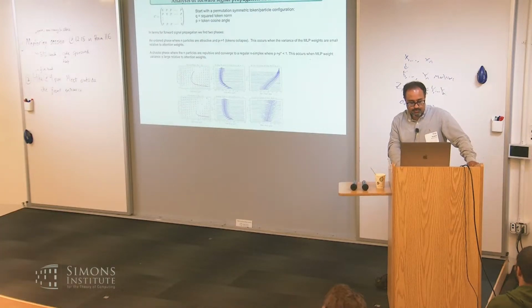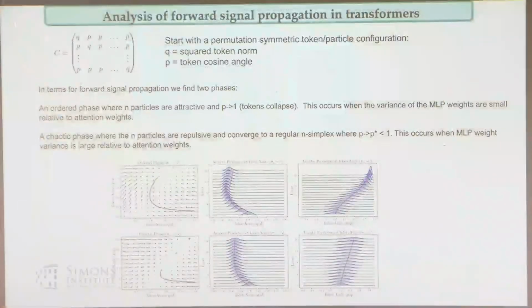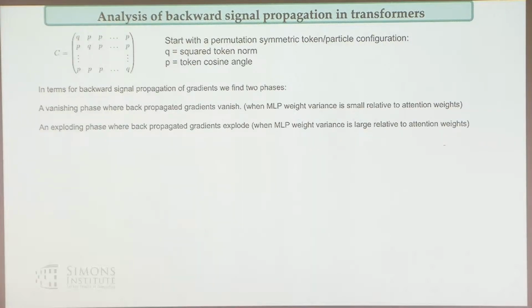Okay, so this shows that our theory for forward signal propagation matches simulations. Now we'll discuss implications of that. But actually first, we need to talk about the back propagation of gradients through the transformer. Here the story's clear. For any deep network, you always have either a vanishing phase or an exploding phase, where the back propagated gradients either vanish or explode respectively.